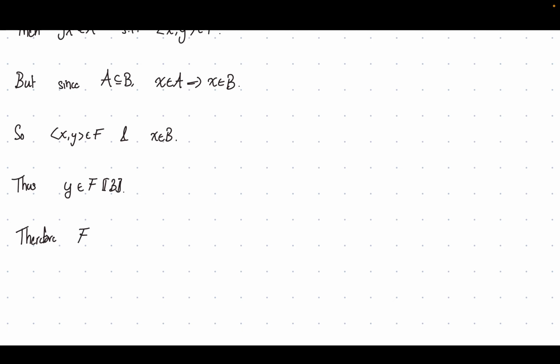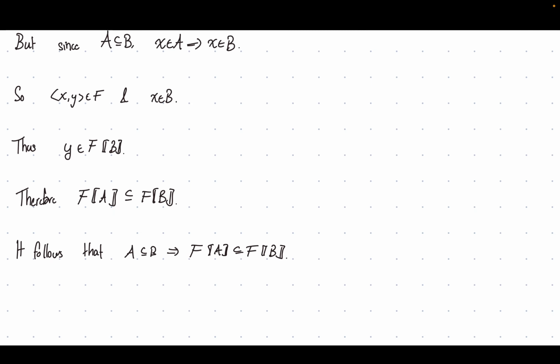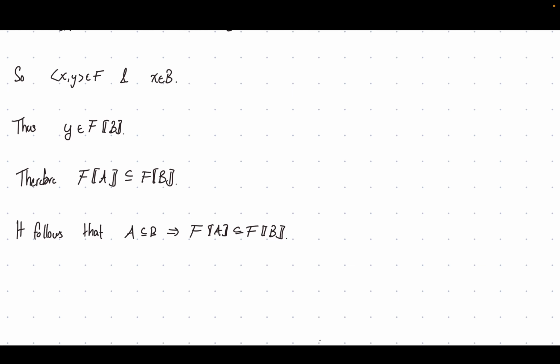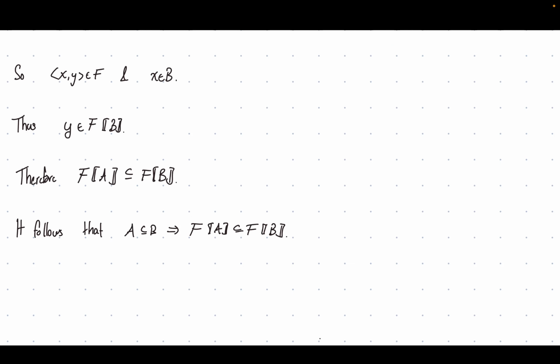Therefore, the image of F under A must be a subset of the image of F under B, and it follows that since we assume that A is a subset of B, this is an implication that is true. There we go. Right. Now let's go for part B.